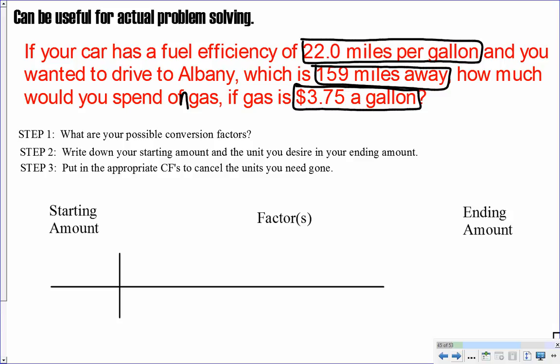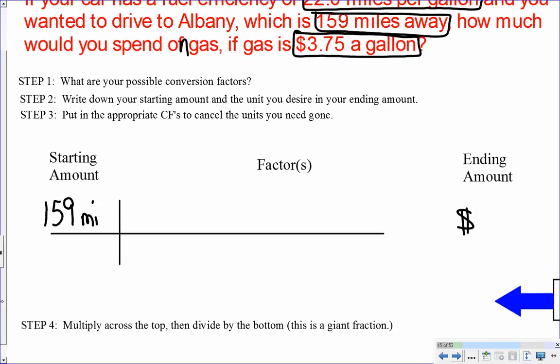So, my starting amount is my 159 miles that I'm going to drive. My ending amount is, I want this to come out in dollars. I want to find out how much I'm spending. So, first thing I want to do, since I have miles on top right here, I need to get miles on the bottom down here.